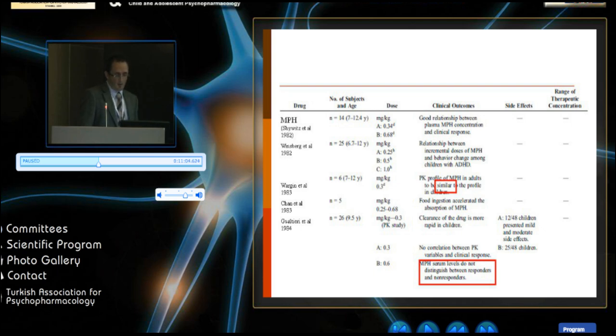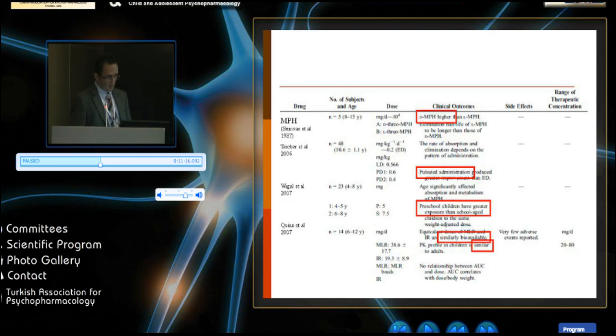Pharmacokinetic profile is very much similar to that of the adults, but the serum levels do not make a difference among the respondents and the non-respondents, according to some studies, but other studies suggest the contrary. There are parameters in it, like type D and type L. Type D is more. In the recent drugs introduced into the market, D form is more in content, and methylphenidate, if given pulsatively, it becomes more effective and yields better results.